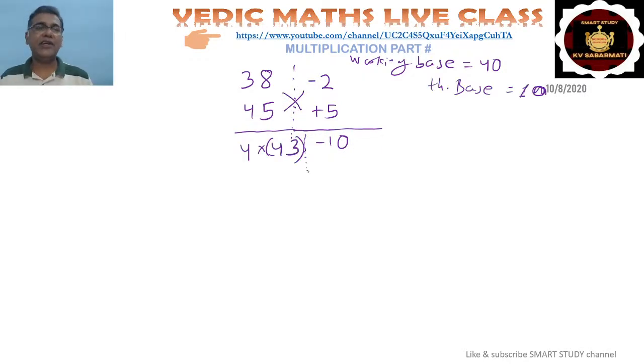Then I have to divide. If I am taking theoretical base to be 10, so working base is more 40, that means 4 times more. So what I will do, 4 into 43, so this is 4 threes are 12, 2 carry 1, 4 fours are 16, plus 1, that will be 172. Okay, and this side we have minus 10. Is it clear?